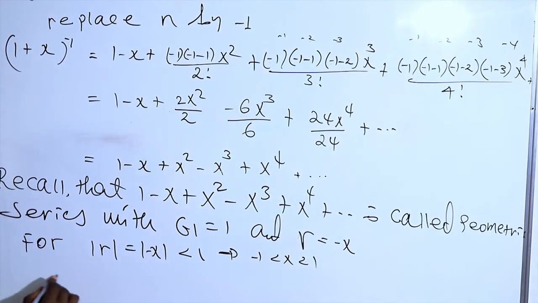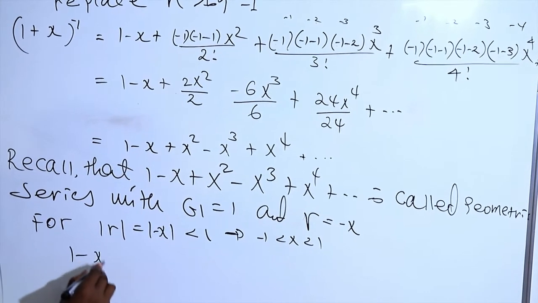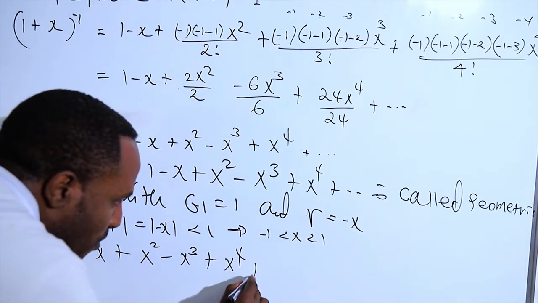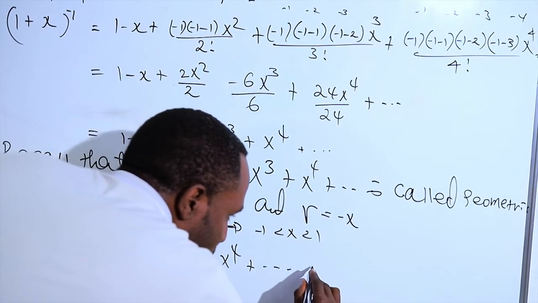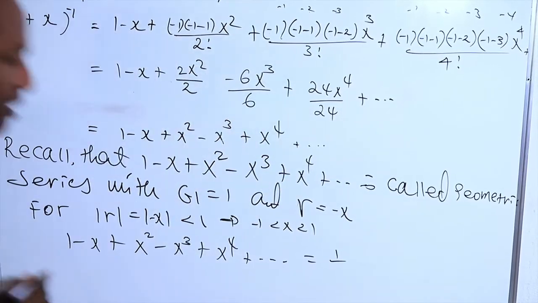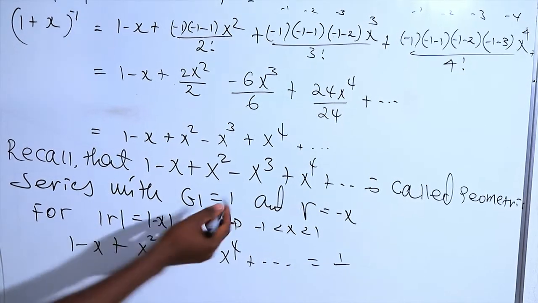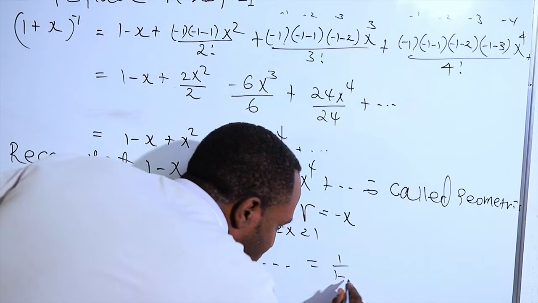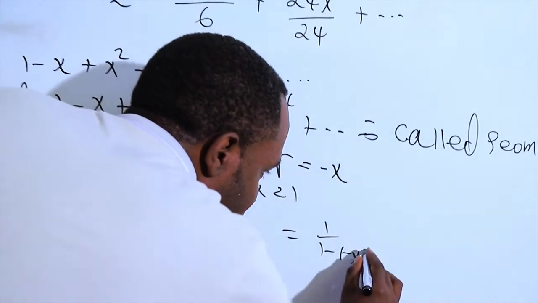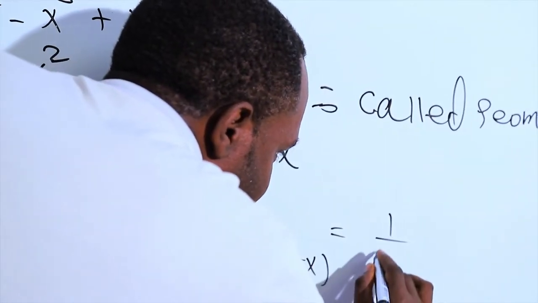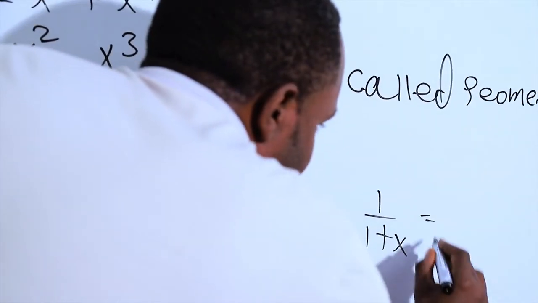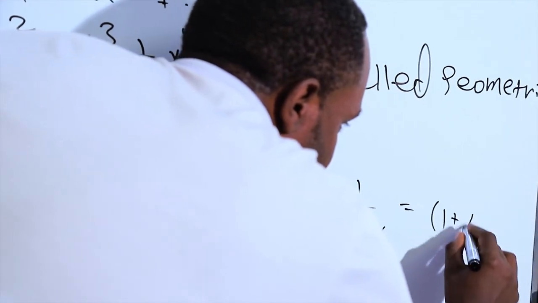So the series 1 minus x plus x to the power of 2 minus x to the power of 3 plus x to the power of 4 plus, and so on, converges to the value g1 over 1 minus r, where g1 is 1 and r is minus x. So the expression is simply 1 over 1 plus x. 1 over 1 plus x is exactly equal to 1 plus x to the power of minus 1.